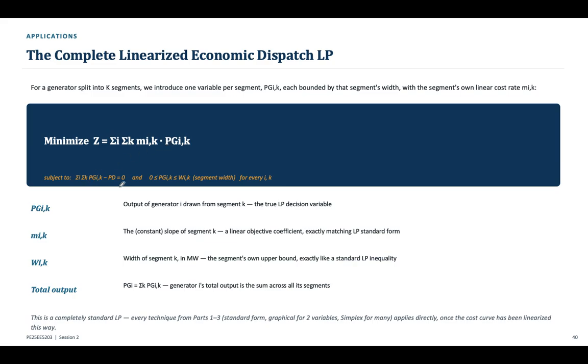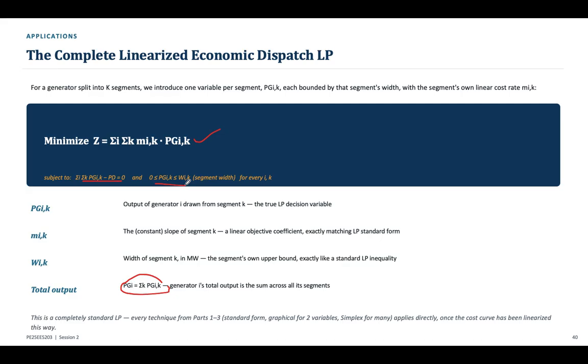Here every segment also has a maximum width. Therefore, 0 is less than P_Gik, which is less than W_ik. The total output of generator i is simply the sum of its segment outputs, so P_Gi is equal to the sum over k of P_Gik. This is the final output. Here you have the minimization equation, and here we have the subject to constraints.